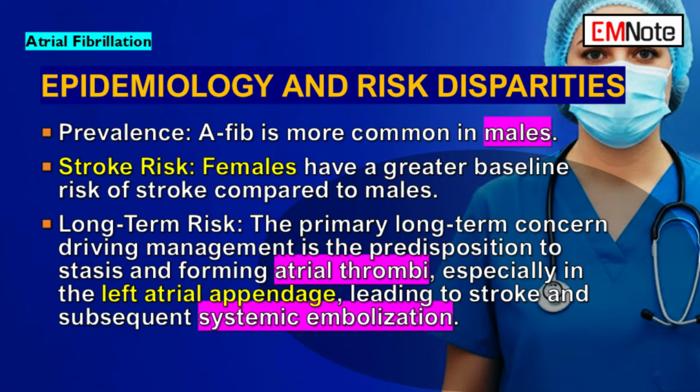Shifting to the long game, the biggest concern isn't just the rate, it's the fallout. What's the main long-term risk that really drives all our management decisions? It's a predisposition to stasis and forming atrial thrombi, especially in the left atrial appendage. Which leads to stroke. And subsequent systemic embolization, yes, primarily stroke. This directly impacts our acute approach.